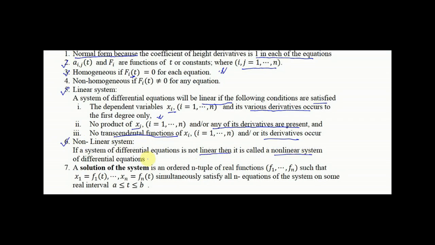A nonlinear system: if a system of differential equations is not linear, then it is called a nonlinear system of differential equations. So what is the solution of the system of differential equations for n unknowns? A solution of the system is an ordered n-tuple of real functions f1 to fn, such that x1 is equal to f1 of t, up to xn equal to fn of t, which simultaneously satisfy all n equations of the system on some real interval.